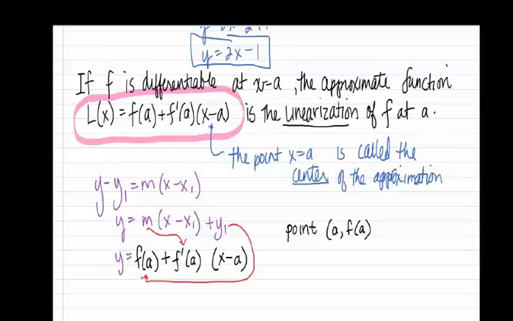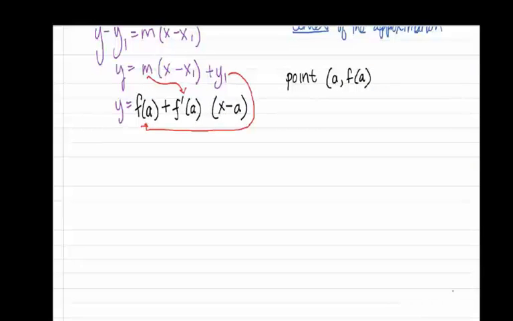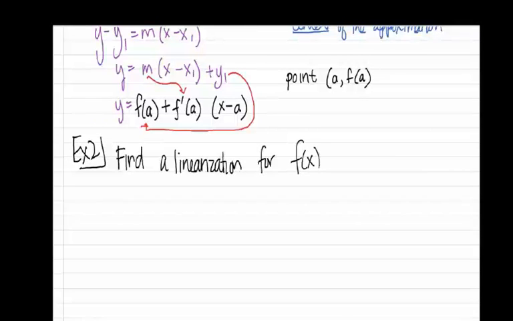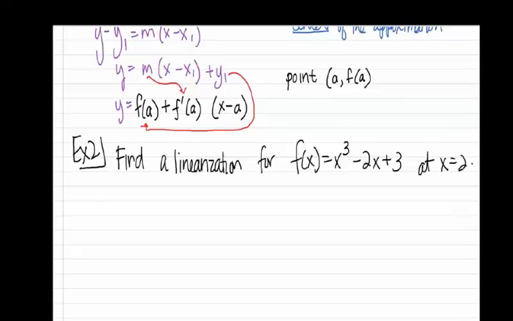All right. So what we're going to do now is find a linearization for f of x equals x cubed minus 2x plus 3 at x equals 2. So how do we start this off? We need to find f prime of x, and since f of x is given, to take the derivative, we have 3x squared minus 2.